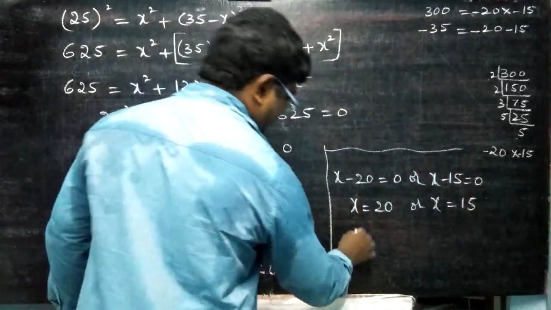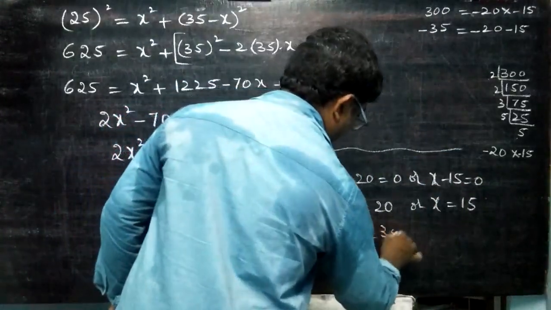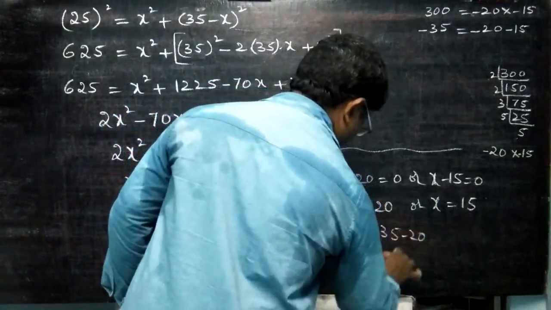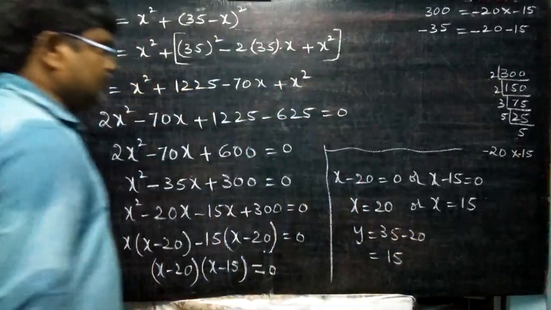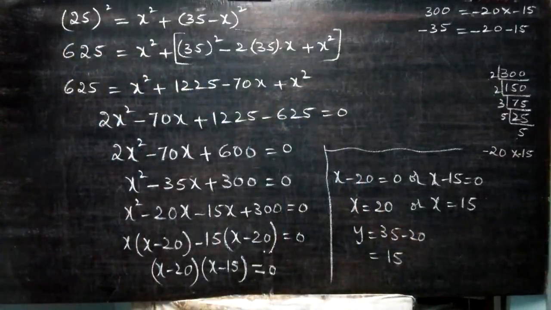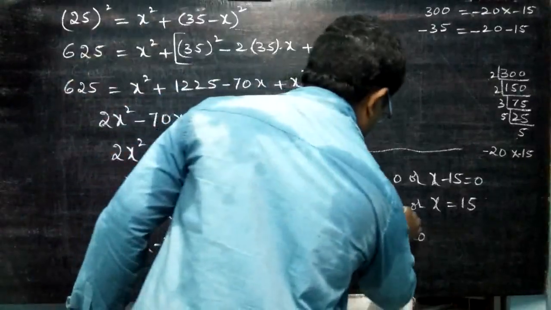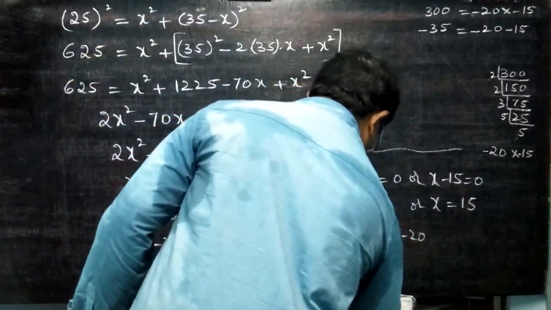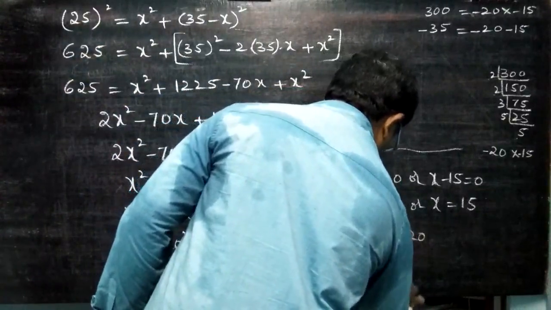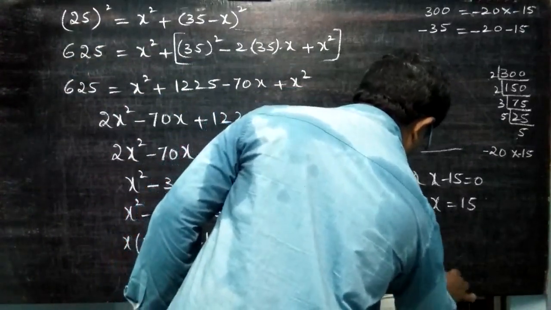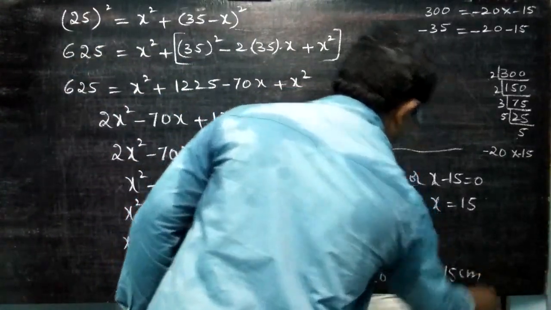So if x is 20, y will be 35 minus 20, that is 15. Are you able to follow? They gave in centimeters, so write centimeters. x is equal to 20 centimeters and y is equal to 15 centimeters.